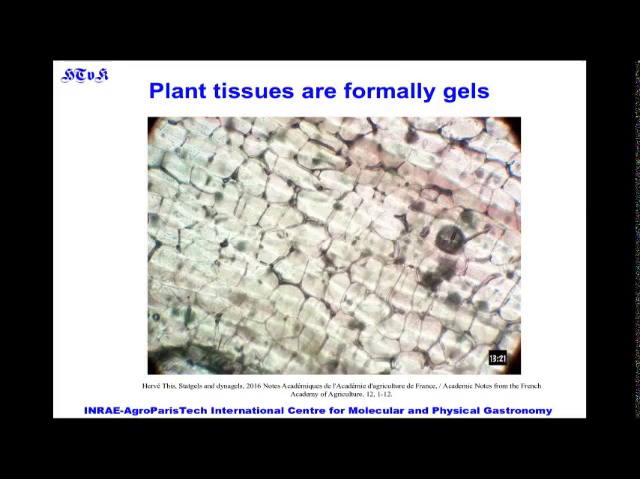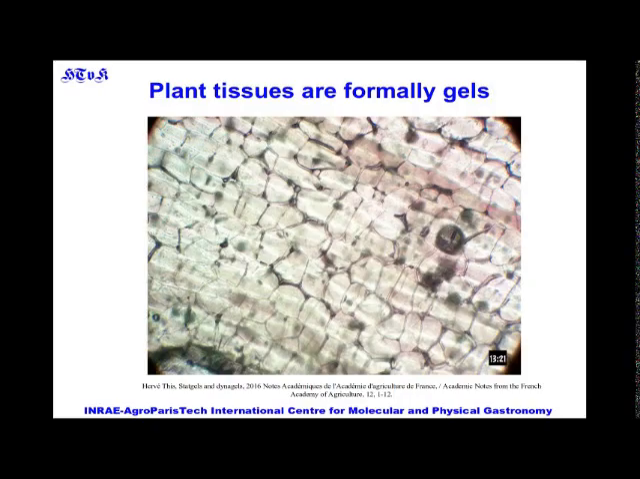Now about a plant tissue. This is the microscopic picture of a shallot, a sample of shallots. What we see, we have a solid, the shallot, and inside we have a lot of small bags, the cells of course, containing mostly water.